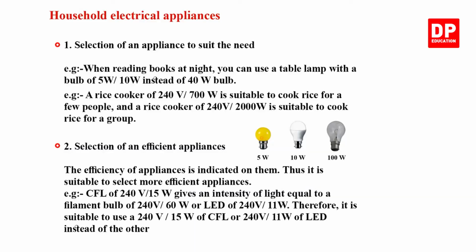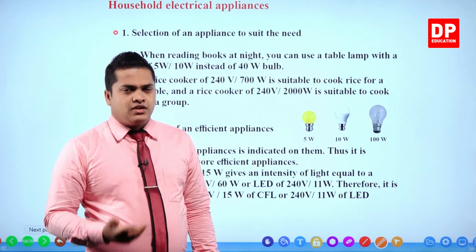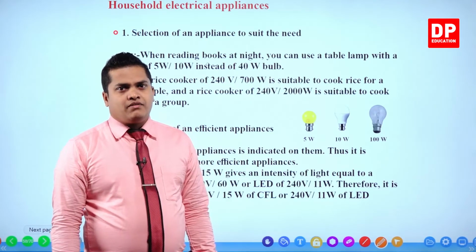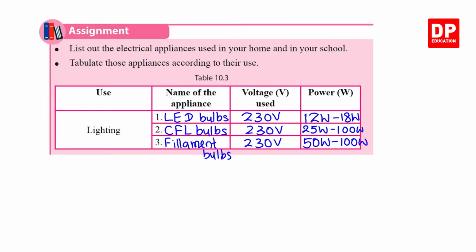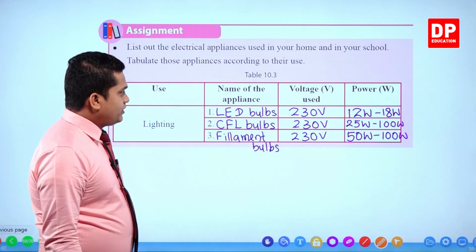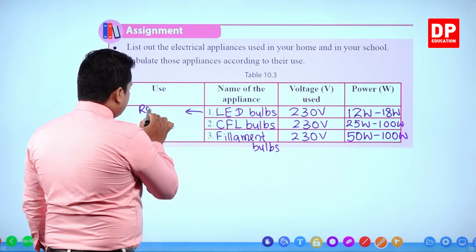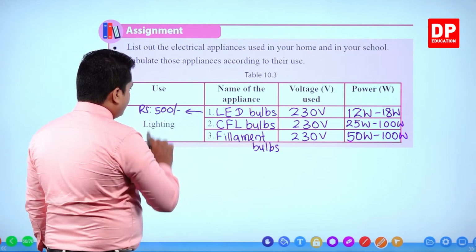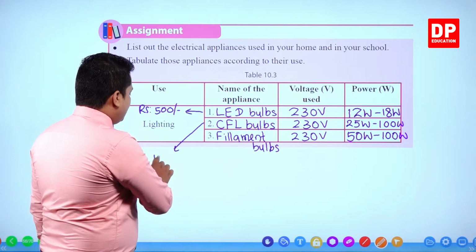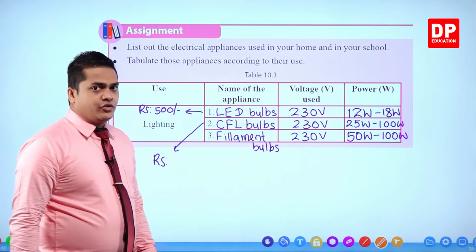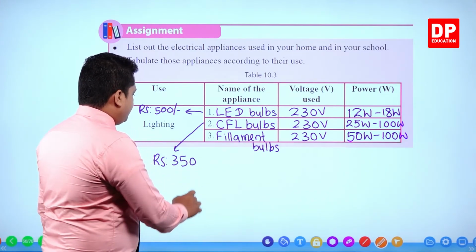Now let's imagine that, because of the lower initial cost, we are using filament bulbs to light up our houses. I'm going to take you to that previous slide once again, where we have lightings. If you take an LED bulb, it's going to cost you around 500 rupees. A CFL bulb, this is a rough value which may change according to your need, is around 350.